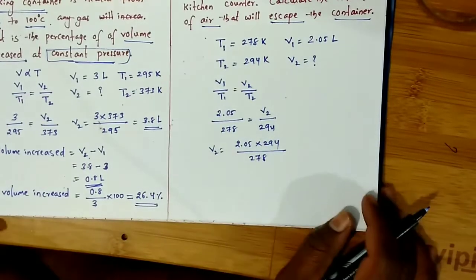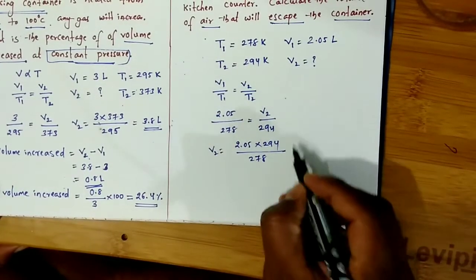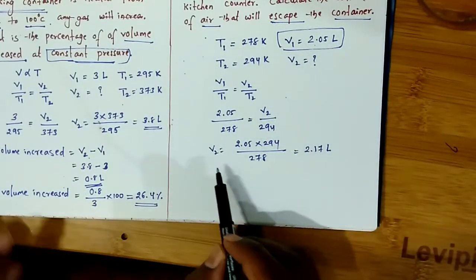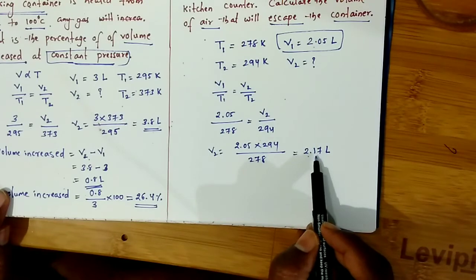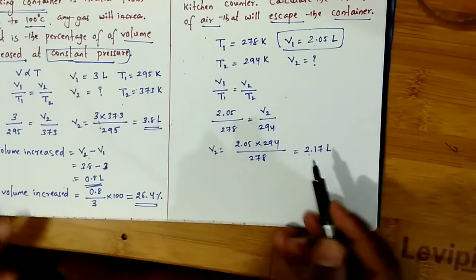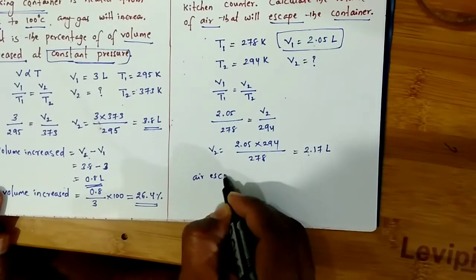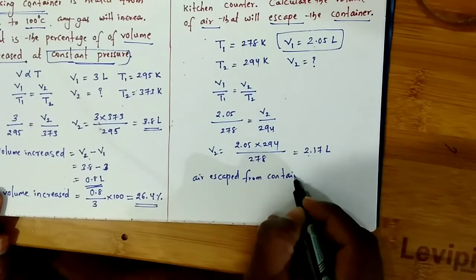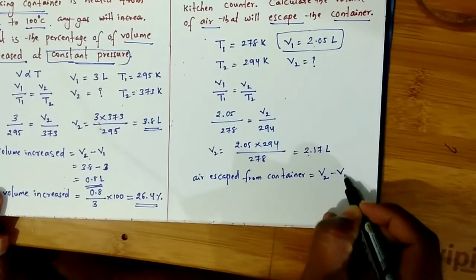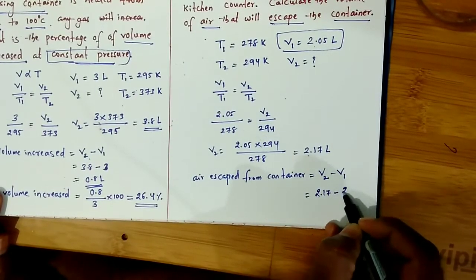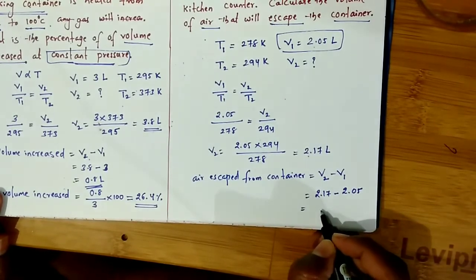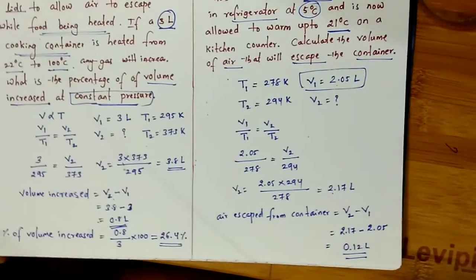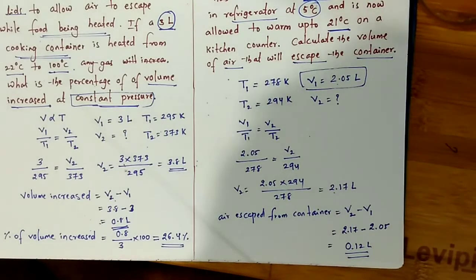On solving this, you will get V2 as 2.17 liters. The initial volume is 2.05 and the final volume 2.17 liters. So how much gas escaped from that container? Air escaped from the container is equal to final volume V2 minus initial volume V1. 2.17 minus 2.05, so here 0.12 liters of volume escaped out. Like this, very simple questions are there on Charles law. Thanks for watching.